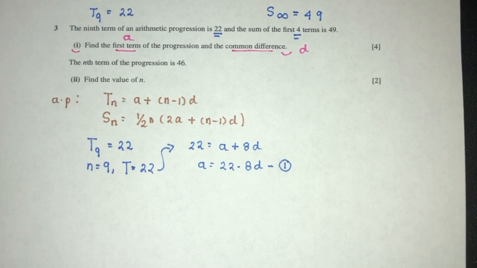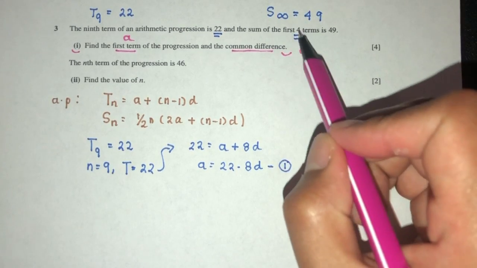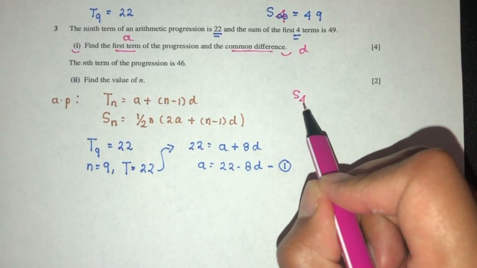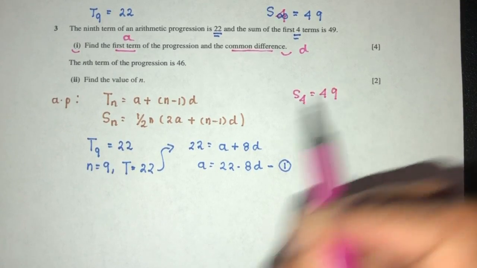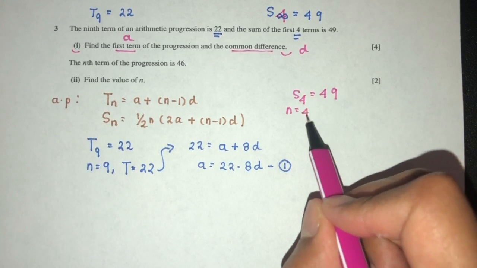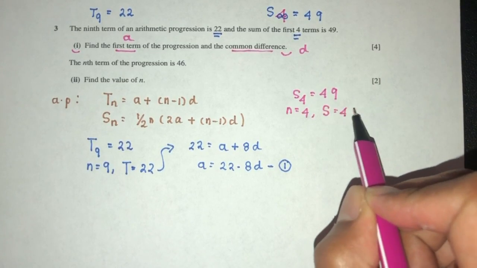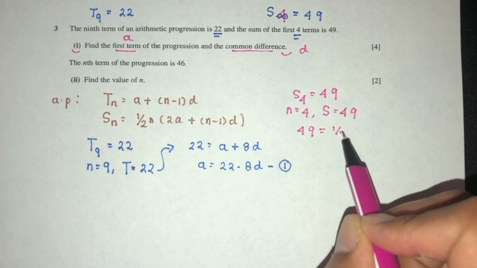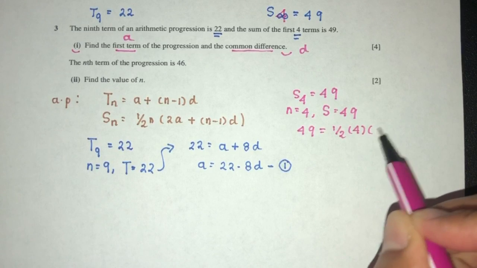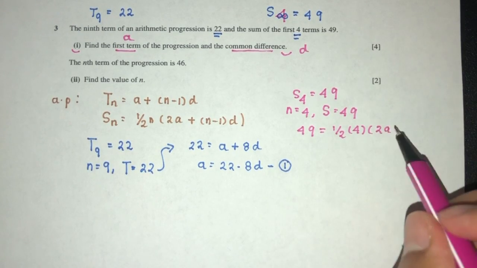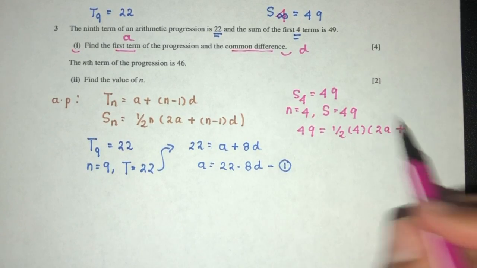Now for number 2, same thing as well, as we can see here. So this is 4 here, not infinity. The sum of the first 4 terms is 49. So we can use this one. When n is equal to 4, the sum is 49. Replace in this equation, 49 should be half times n times 2a. 2 times a, we don't know a, right? And then plus n minus 1 is 3d.